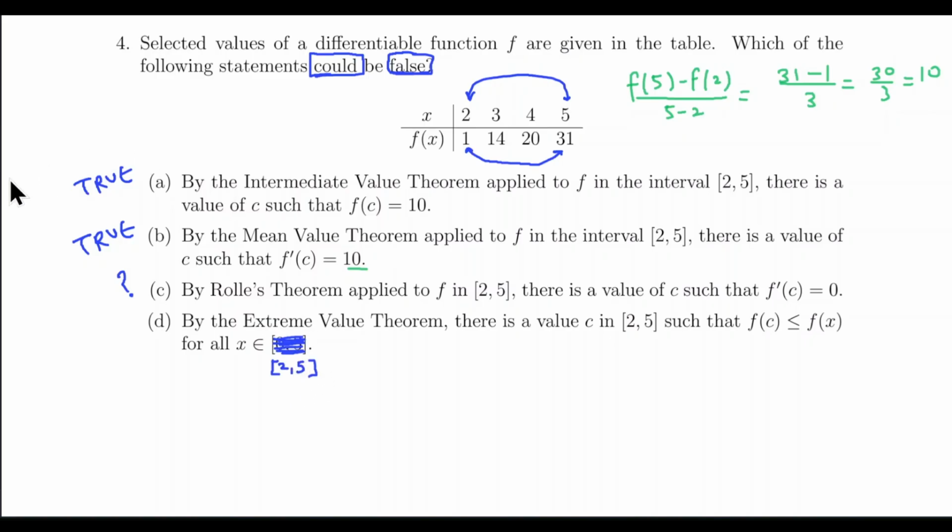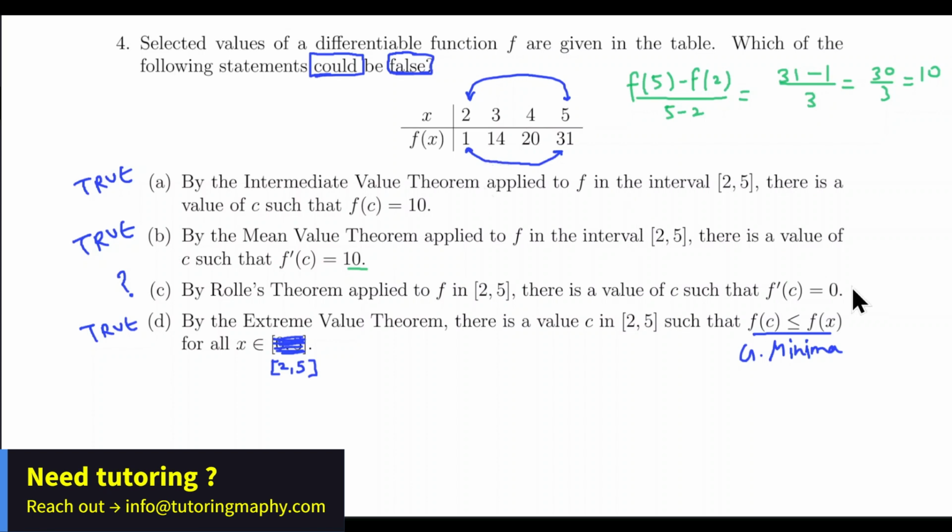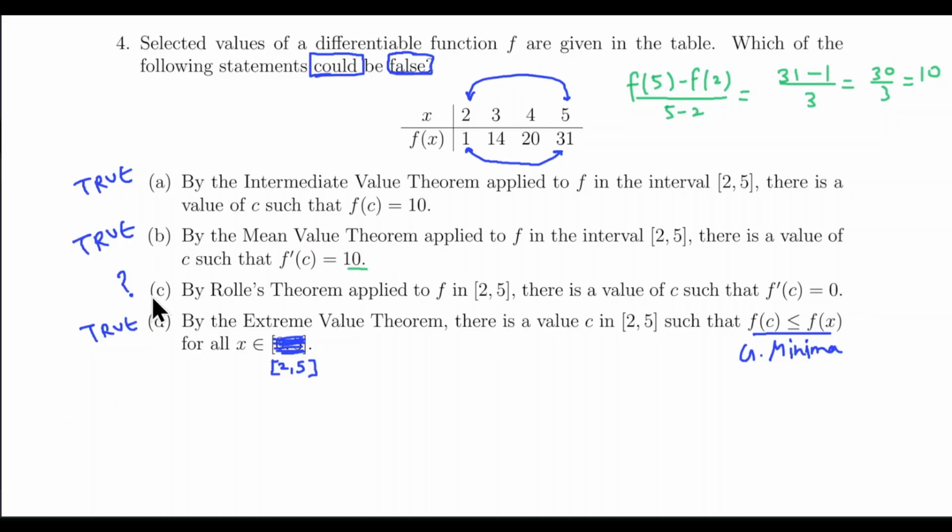And yes, this is also 100% true because extreme value theorem is just a fancy way of saying there is a global minima. And yes, global minima occurs definitely between any 2 points if the function is continuous. And yes, it is continuous. So between 2 and 5, there will be a global minima and there will be a global maxima as well. That's what it suggests. So yes, our speculation is correct. The answer is indeed option C.